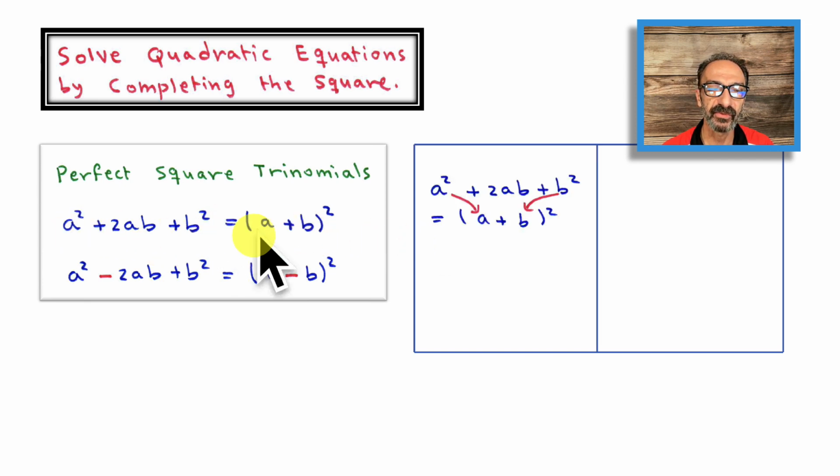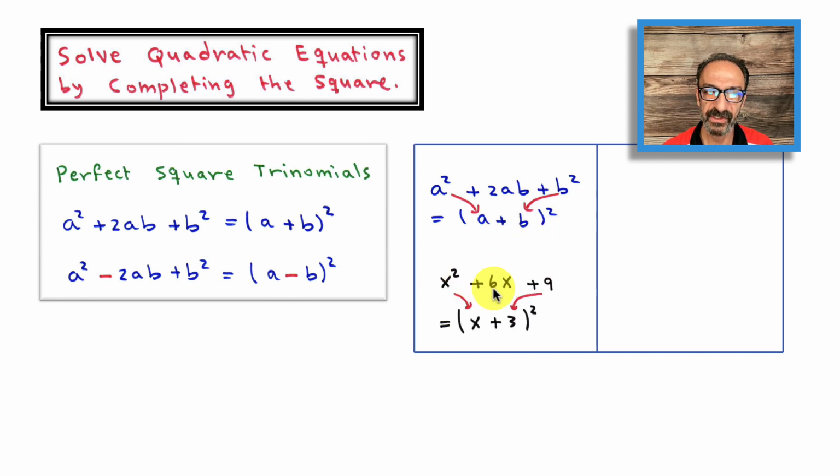When I write these formulas, solving quadratic equations, I like to write them this way, because we're going from left to right. So if you have a squared plus 2ab plus b squared, that will equal a plus b all squared. Kind of like we are focused on a squared to bring it down to a and b squared down to b. Let's see some numbers.